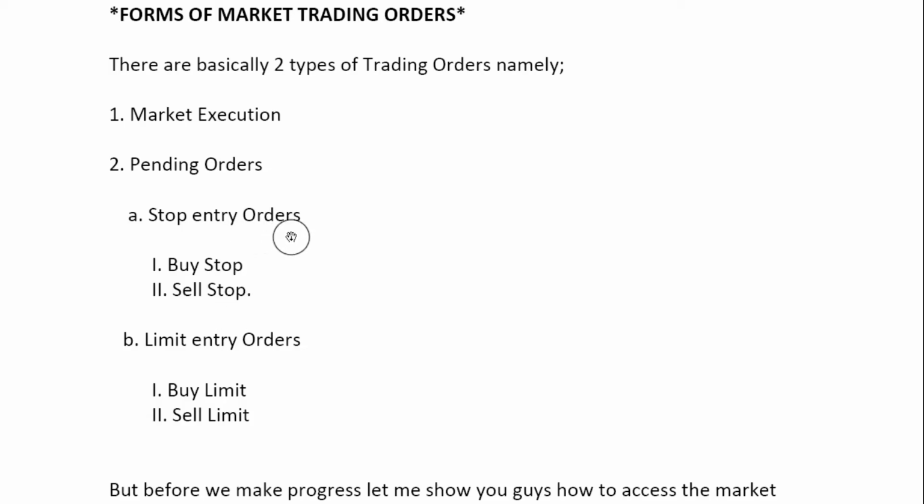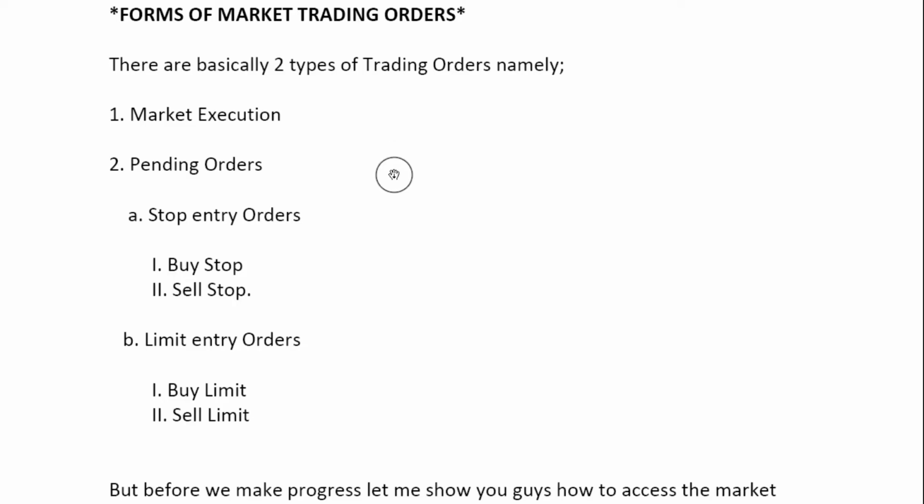These stop entry orders are usually used in situations where you have analyzed a currency pair or an asset and you perceive from your analysis that the currency pair is going to continue in a particular direction. Once it reaches a specific level, it's going to continue either bullish or bearish. Then I will set my orders ahead of time. It is a pending order, it's not instant.